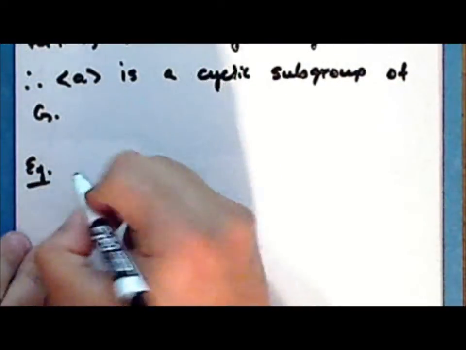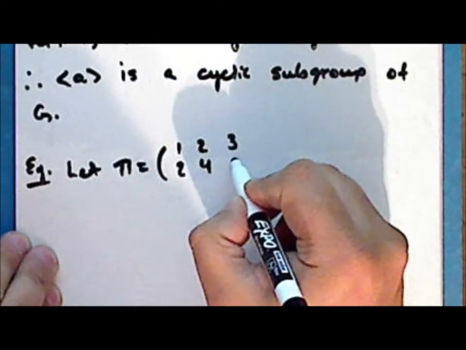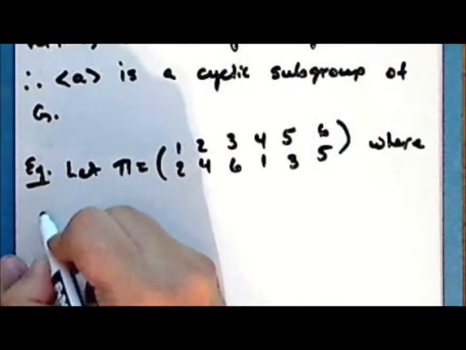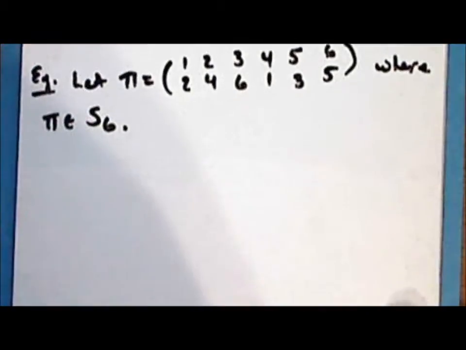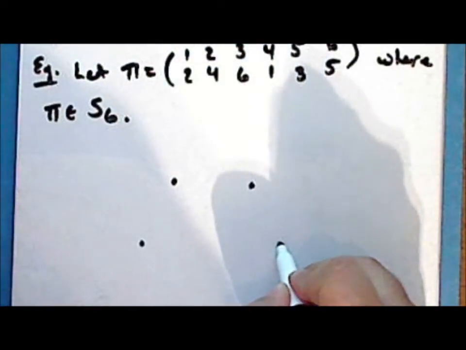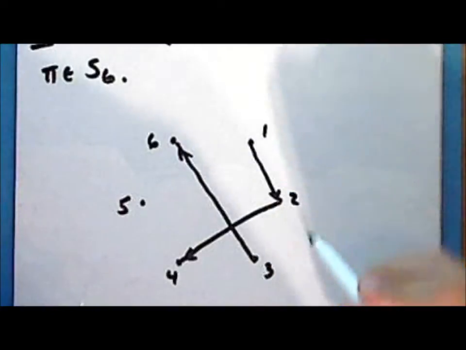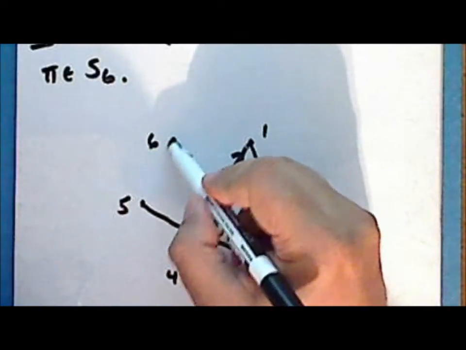Okay, so next, let pi be the permutation that maps 1 to 2, 2 to 4, 3 to 6, 4 to 1, 5 to 3, and 6 to 5, where pi is an element in the symmetric group on 6 letters. First, we'll look at the digraph for this permutation. So 1 is mapped onto 2, 2 is mapped onto 4, 3 is mapped onto 6, 4 is mapped onto 1, 5 is mapped onto 3, and 6 is mapped onto 5.